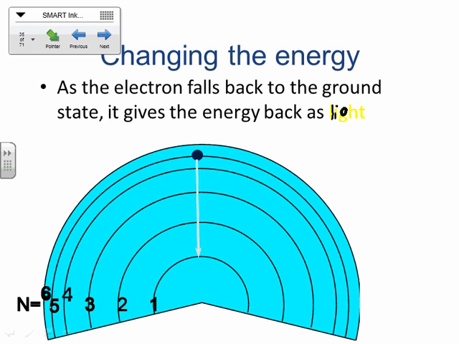So the electrons, when they fall back down to their lower energy level, they give off energy in the form of light. And guess what? That's where all light comes from. Kind of crazy, huh? There are electrons and atoms doing this in the sun.